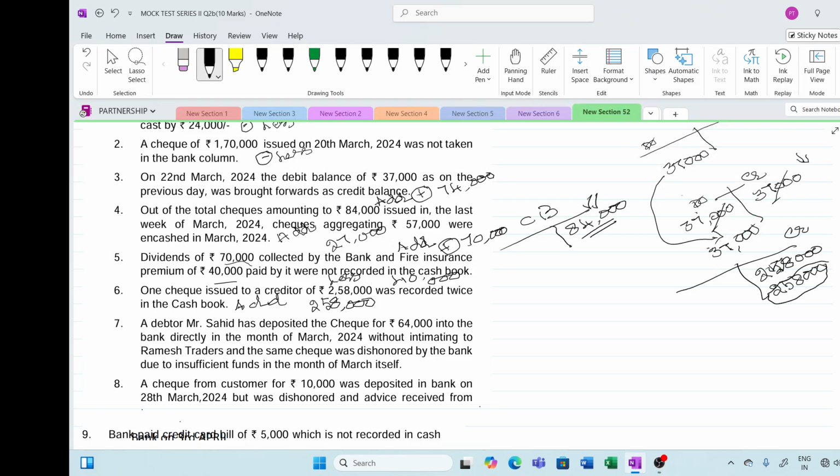See here now, a debtor who has to make us payment, Shahid, deposited a check directly into the bank. So this amount has come into the bank. I do not know.